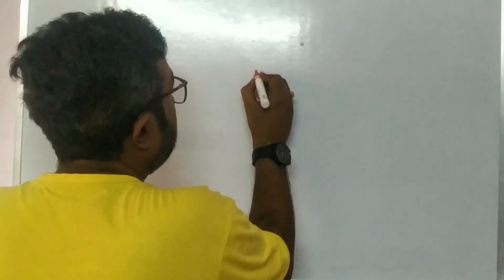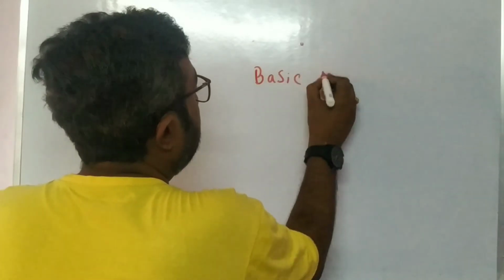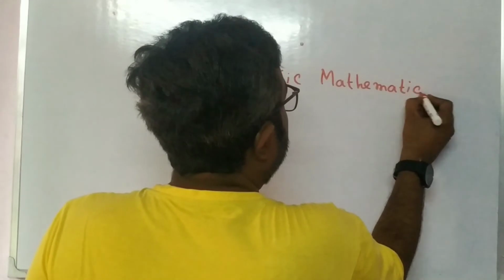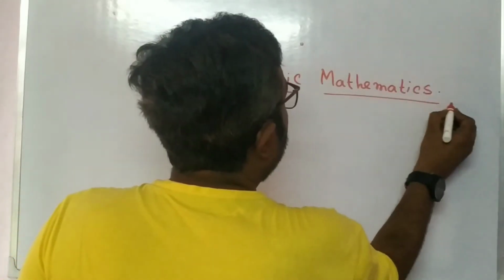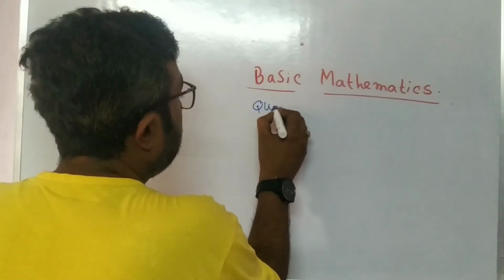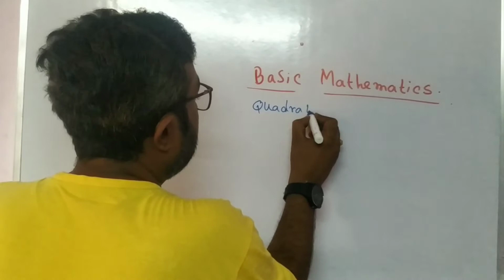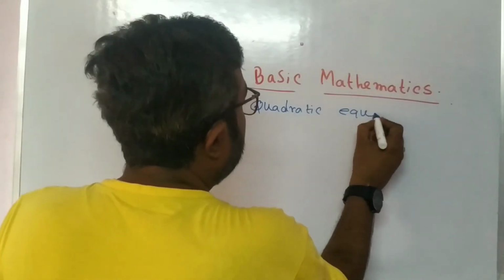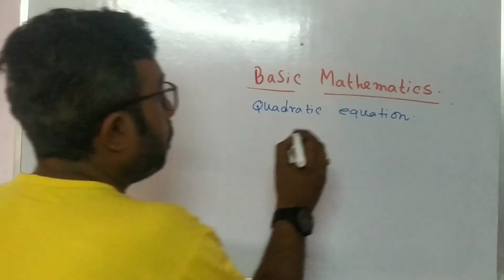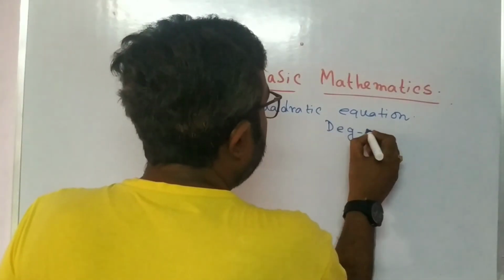First of all, we need to learn some basic calculations of mathematics. Okay? Basic mathematics. First of all, we need to learn what is quadratic equation. This is an equation of degree 2. This is the equation of degree 2.